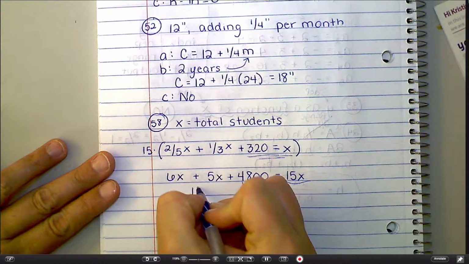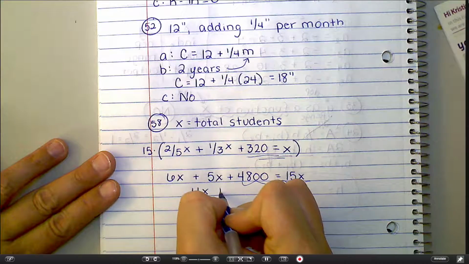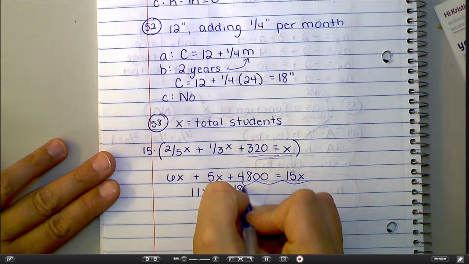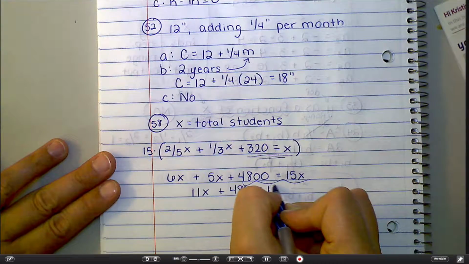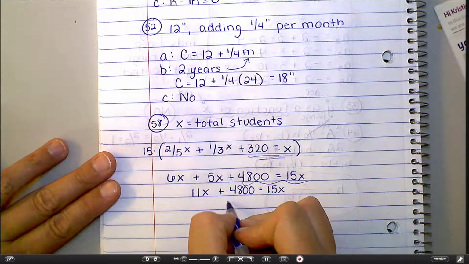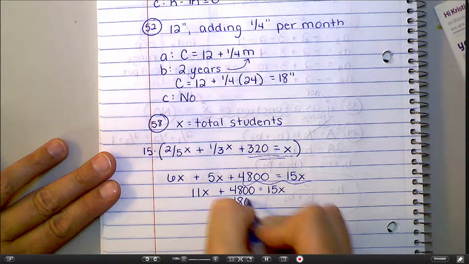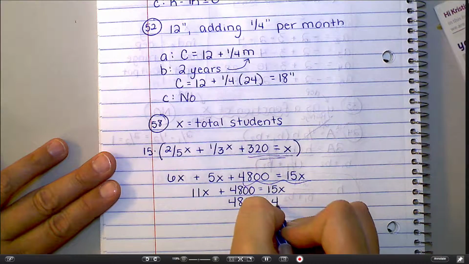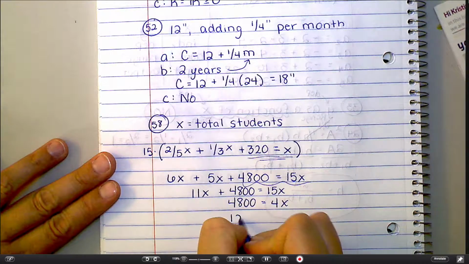And then we get 11x plus 4,800 equals 15x. Subtract the 11x, so 4,800 equals 4x, and divide by 4, and you get 1,200.